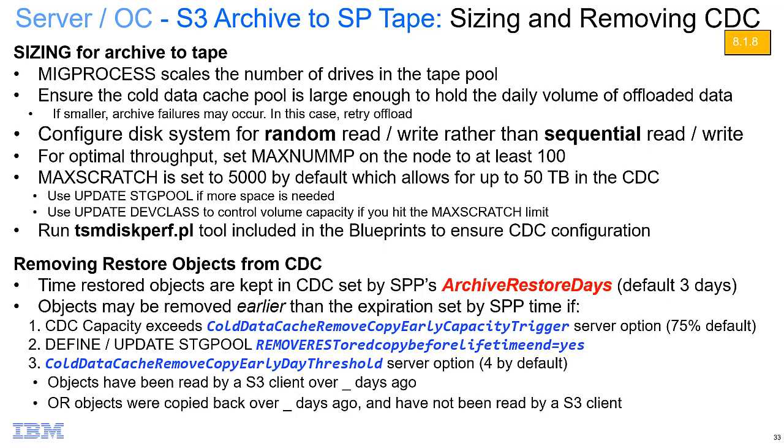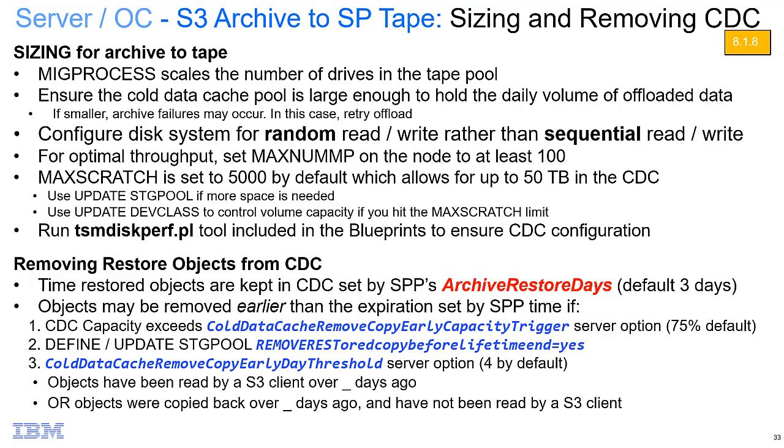The first thing to take into consideration is the MIG process, which is what's going to determine the number of drives that are used when we migrate the data from the cold data cache out to the tape or VTL pool. You do want to ensure that the cold data cache is large enough to hold both your daily volume of offloaded data from Spectrum Protect Plus, as well as any restores you're doing back into Spectrum Protect Plus. If it's too small, then those archives will fail and you'll have to retry that offload.